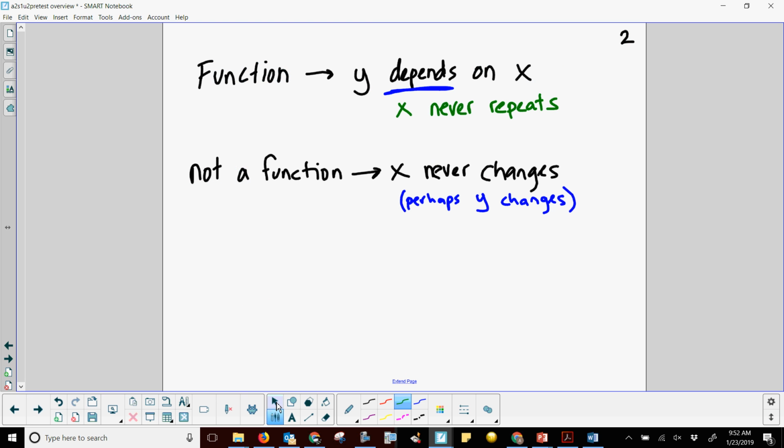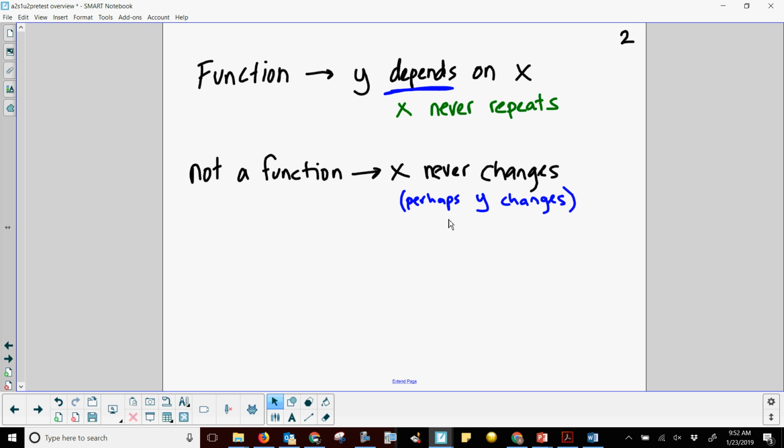Concept number 2. Again, y depends on x. X never repeats. So it could say distance depends on miles per gallon. How much you're going to spend depends on how many hours you're going to work. If x never really changes, like it just stays the same over and over and over, then it's not a function.